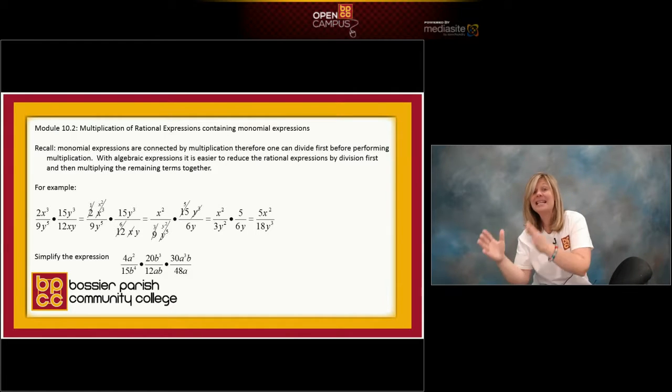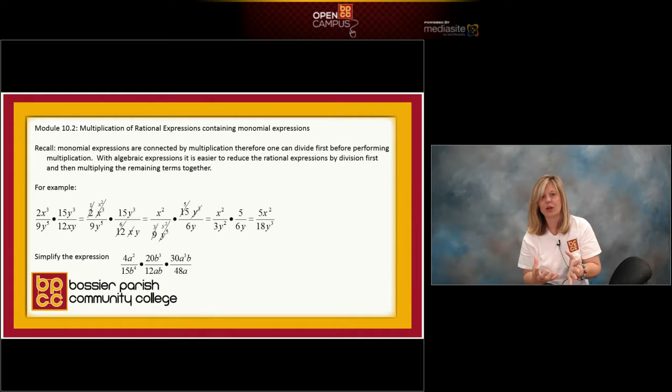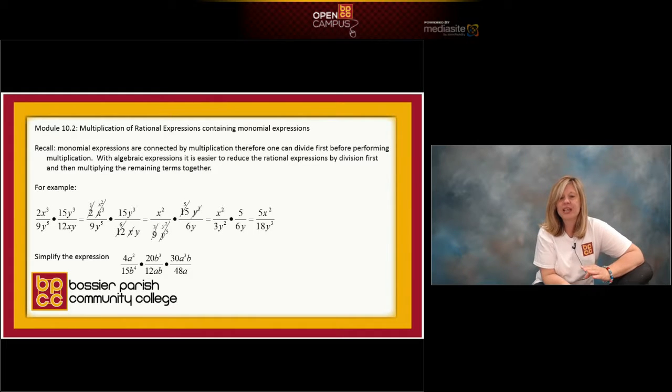I'm going to go now to my next numerator, 15y cubed. And I'm going to see if I can find a term in the denominator I can factor that with, reduce it. Well, 15 and 9 can reduce. They have a common factor of 3. Y cubed and y fifth can also be divided. They have a common factor of y cubed.